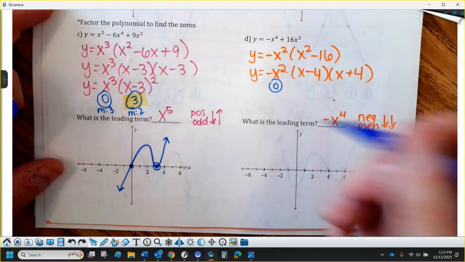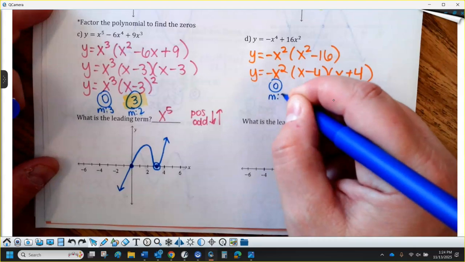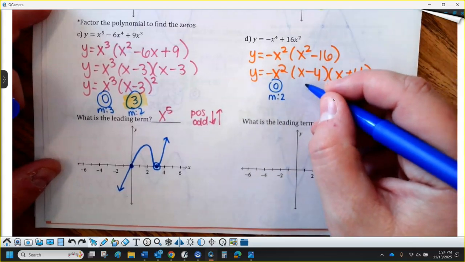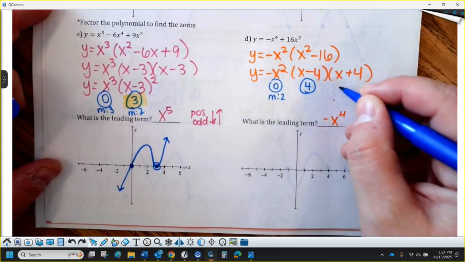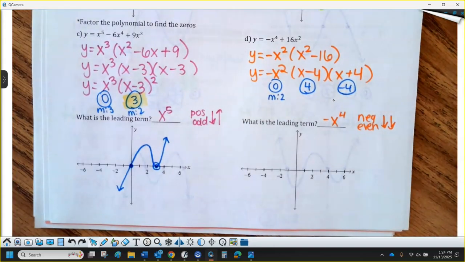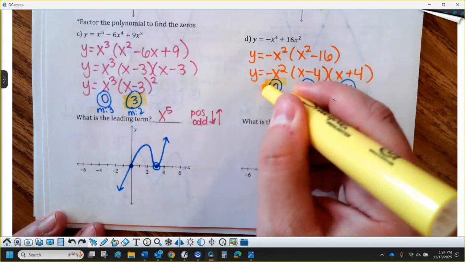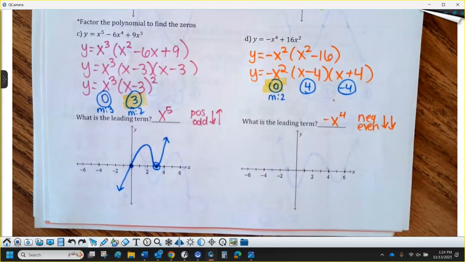To make that 0, I would just plug in 0. This has a multiplicity of 2, so we'll have a bounce there because that's even. Then we just have 4 and negative 4. I guess it's a multiplicity of 1, but usually people don't say that. But that should just go straight through the x-axis at the 4 and the negative 4. At the 0, we're going to bounce.